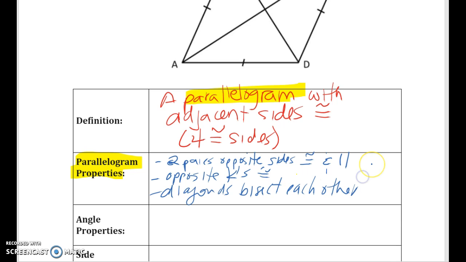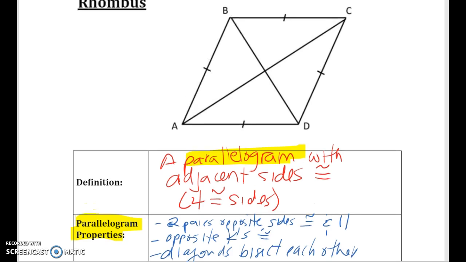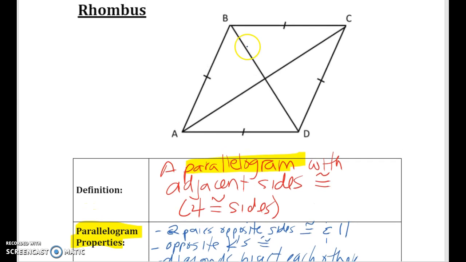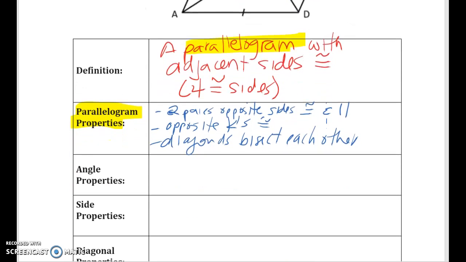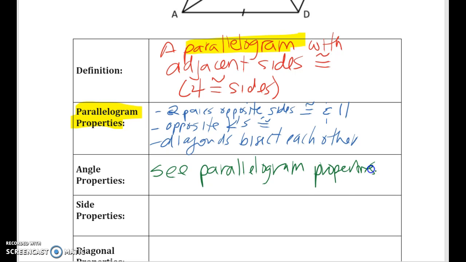Again, those are all properties of the parallelogram, and since the rhombus is a parallelogram, then we know it has those properties as well. I'm going to mark the diagonal piece that comes from the parallelogram property on there as well. So angle properties, see parallelogram properties. Opposite angles are congruent. Nothing new there.